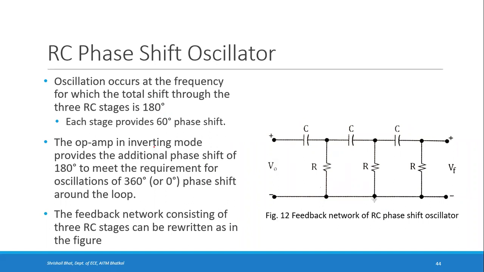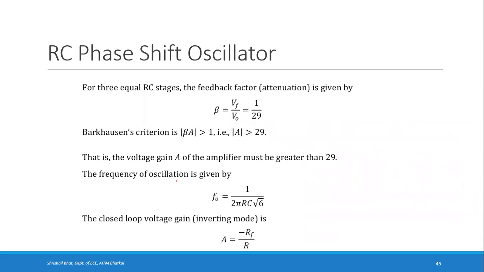The op-amp is in inverting mode. It provides additional phase shift of 180 degrees. So 180 plus 180, total phase shift is 360 or 0 degrees, right? So that is what we have seen. And there are some circuit considerations.